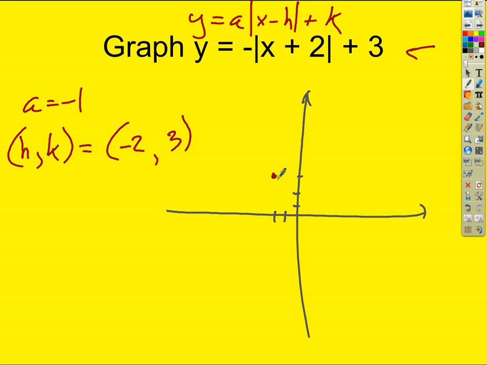What's the slope of the right side? Negative 1. And if I write that as a fraction, that's negative 1 over 1. Now remember, slope is rise over run. So if I start here, how much am I going to rise?